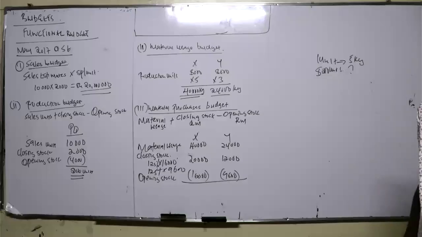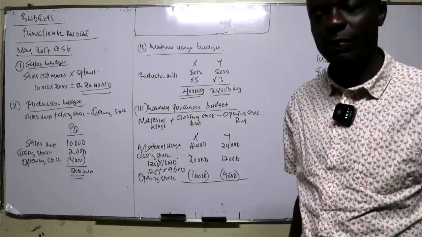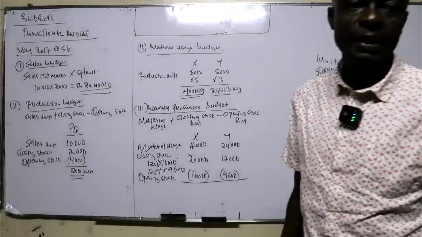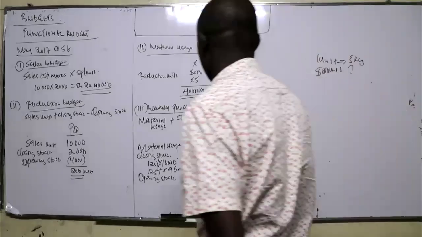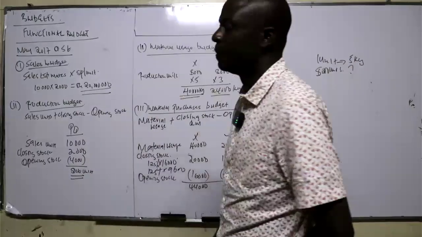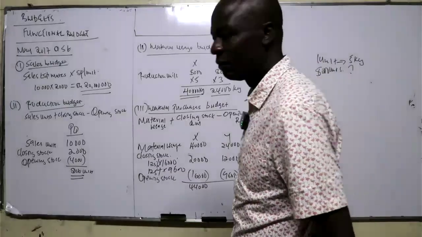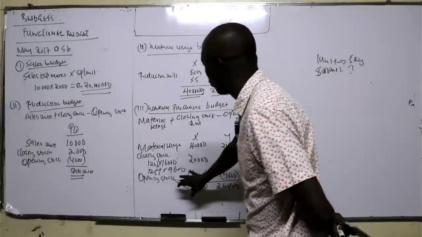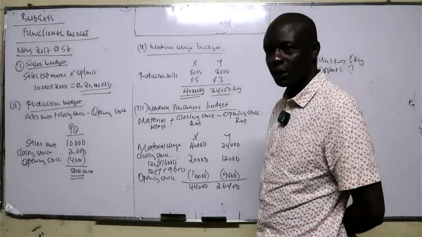Of course, the input is a raw material. What you're putting into the process to produce an item, isn't it? It is called the input. Tunaelewana? 44,000. For X is 44,000. For Y? 26,400. So this is the quantity to be purchased in kilograms or in quantity, isn't it?